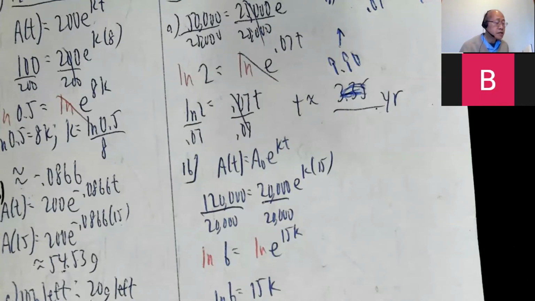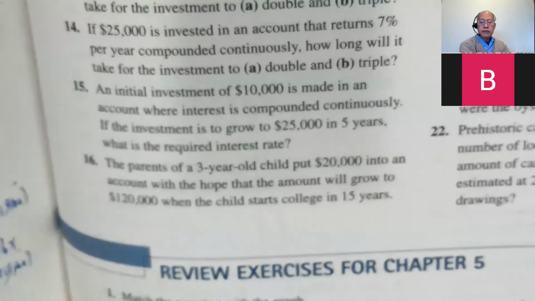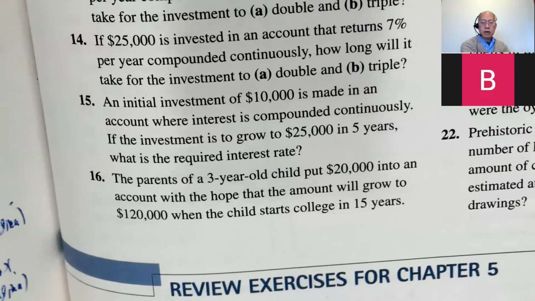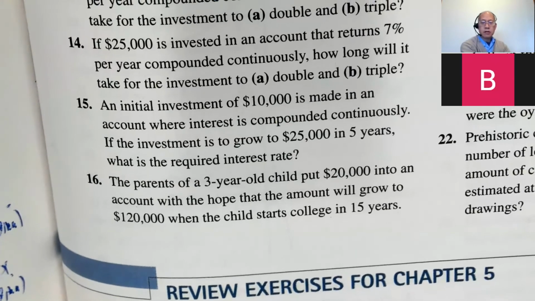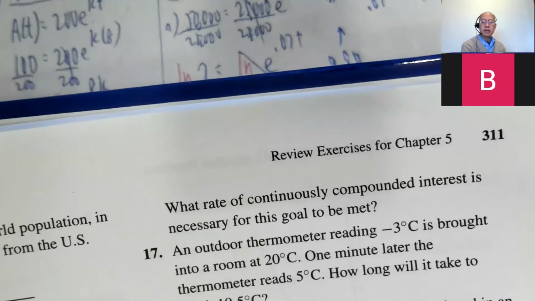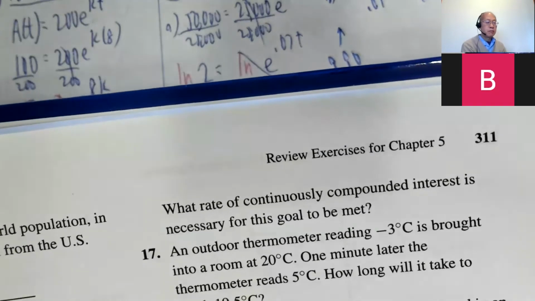All right, then the last even problem is 16. Then I'm done, folks. And then tomorrow I can start giving you my own review problems for the preparation of the test. See where to go. The parents of a 3-year-old child put $20,000 into an account with the hope that the amount will grow to $120,000 when the child starts college in 15 years. What rate of continuously compounded interest is necessary for this goal to be met?